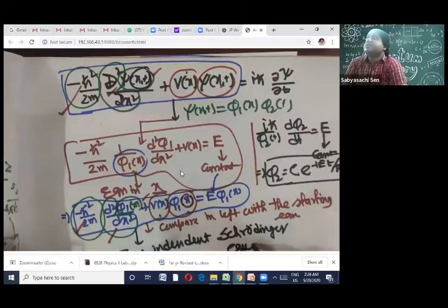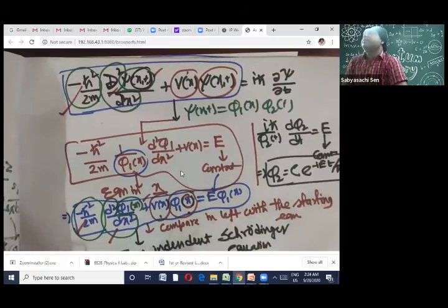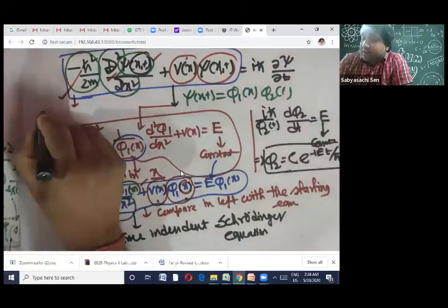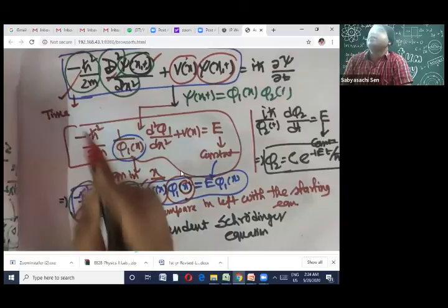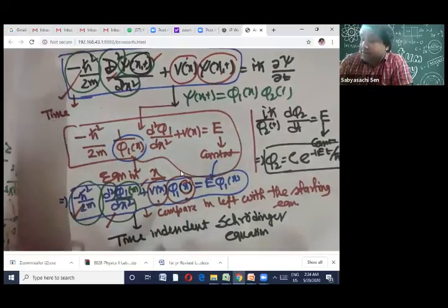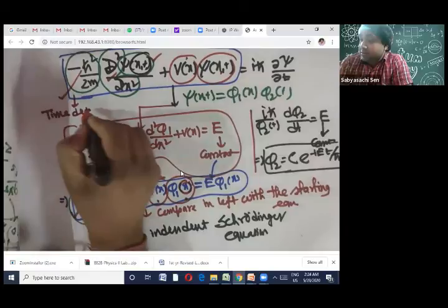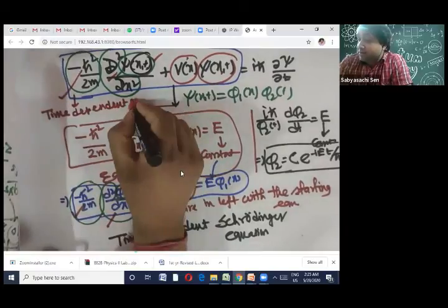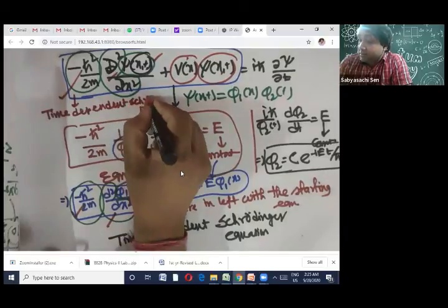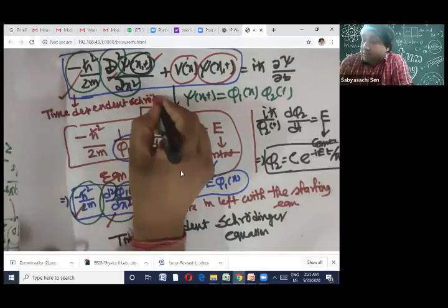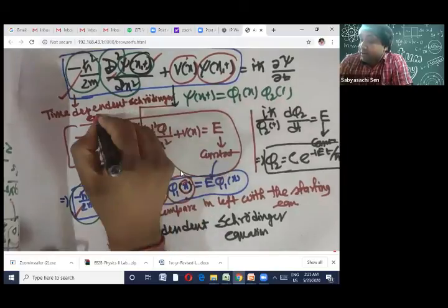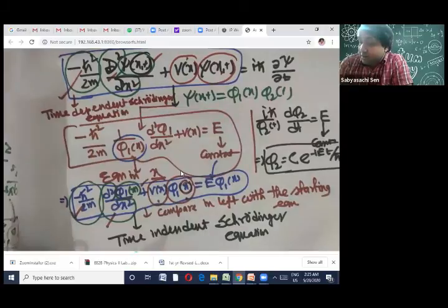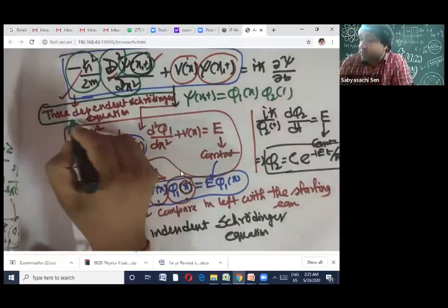And obviously the first equation is the time dependent Schrodinger equation. I put it in a green box. This is called the time dependent Schrodinger equation.